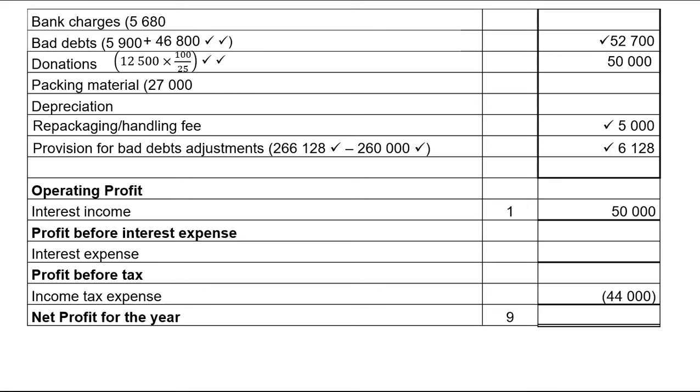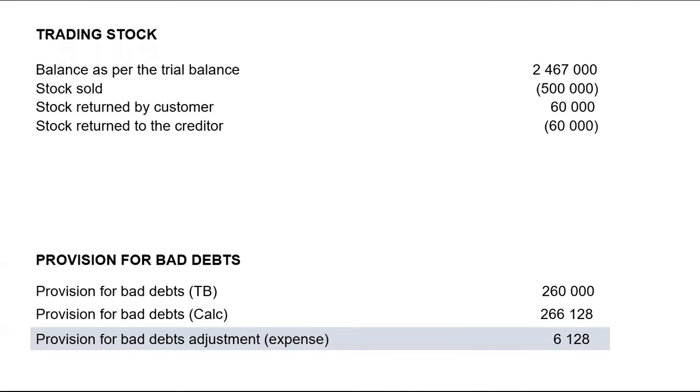Now, what did we donate? Goods. So that affects my trading stock. So I'm going to go to my trading stock and reduce trading stock by 50,000. Leave it there. Let's move right along. I've done what I needed to do. Now I'm moving right along.